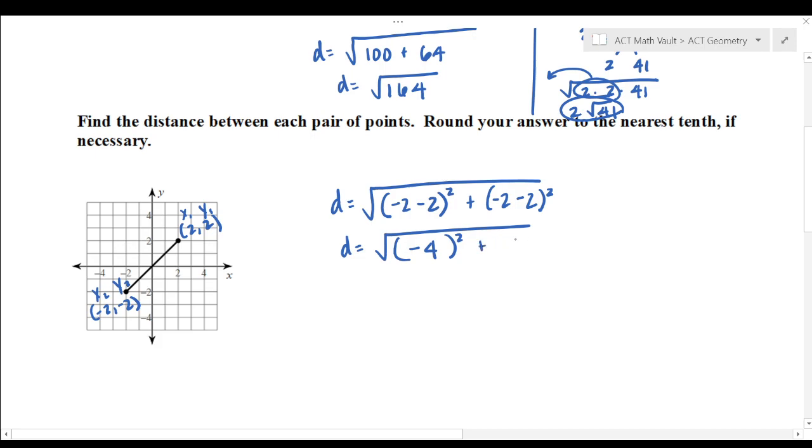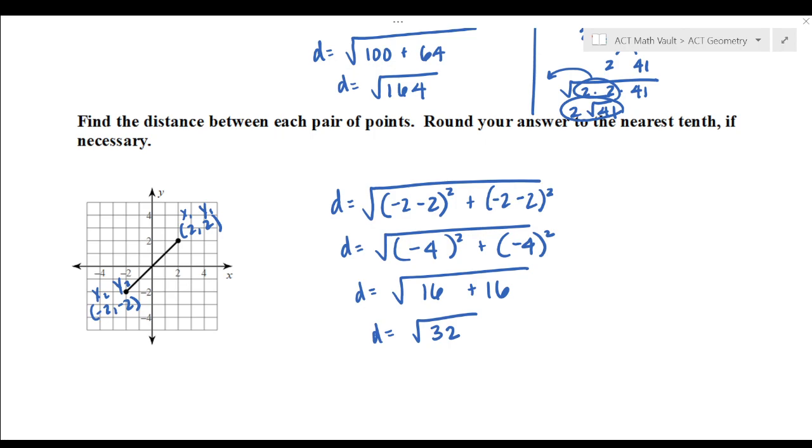-4 squared plus -4 squared. And we have to use parentheses around that -4. Otherwise, we would get a -16 underneath the root symbol. So this is 16 plus 16. A lot of students would say, oh, the answer is square root of -32. But it's actually +32. So we have to be careful with that. If we're inserting numbers in for variables, we will always have them in parentheses.